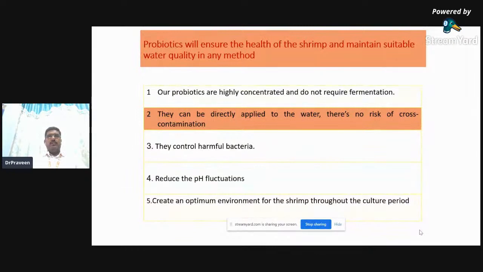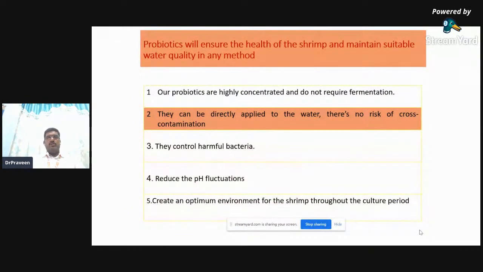Our probiotics are highly concentrated and will not require fermentation. Why? Because now farmers are producing their own probiotics at the farm level. They may be contaminated because they don't have proper hygiene levels. So we produce good probiotics which are highly concentrated and do not need any local fermentation. That means they are immediately usable at the farm level. They can be directly applied to water, without any risk of cross-contamination. And they should control harmful bacteria which develop at the pond level. That is our target for the probiotic.